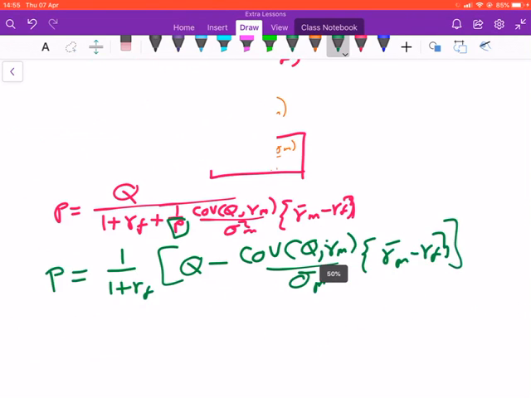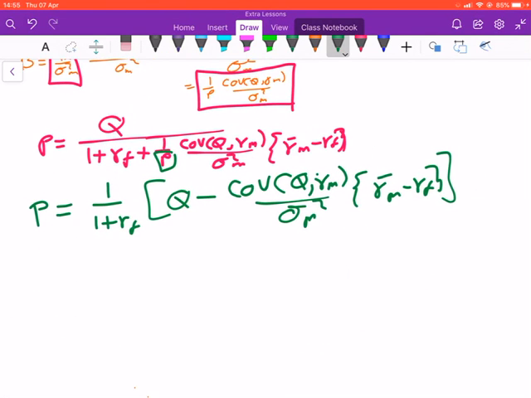So this is your new pricing formula, right? Given that you have the covariances of the payout of the asset and the market, you can use this equation, and you can see that this thing is a discounting factor.